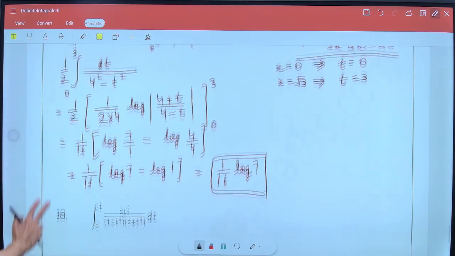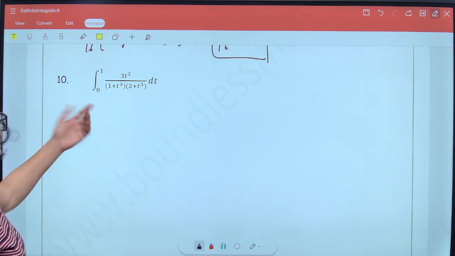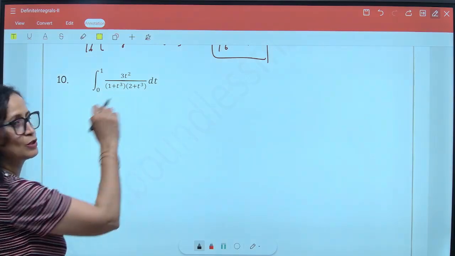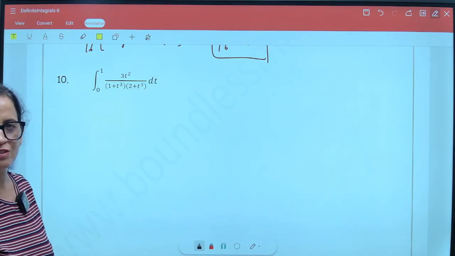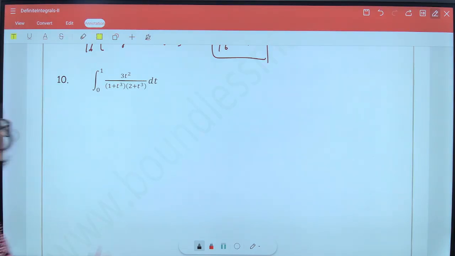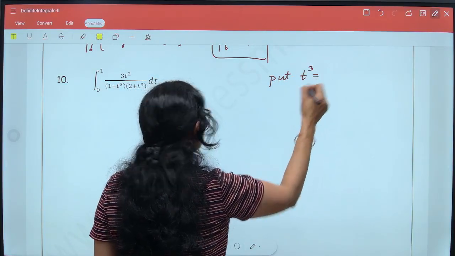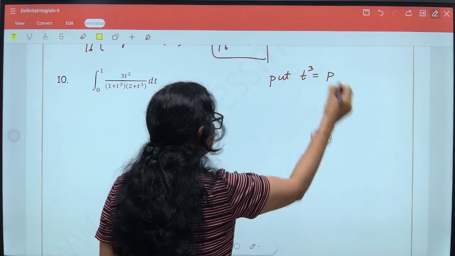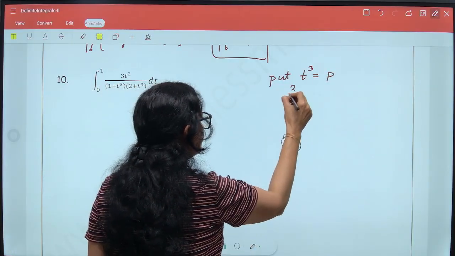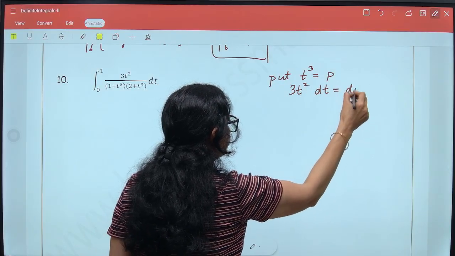Okay, now let's have a look at the last question of this video. If you want, you can pause it and give it a try on your own. Otherwise, let's continue and see how to solve this. Now here, as you can see, we have t cube in the denominator. Derivative of t cube is 3t square and we have that in the numerator. So that means we can comfortably put t cube as any variable, maybe p. Now 3t square dt will be equal to dp.